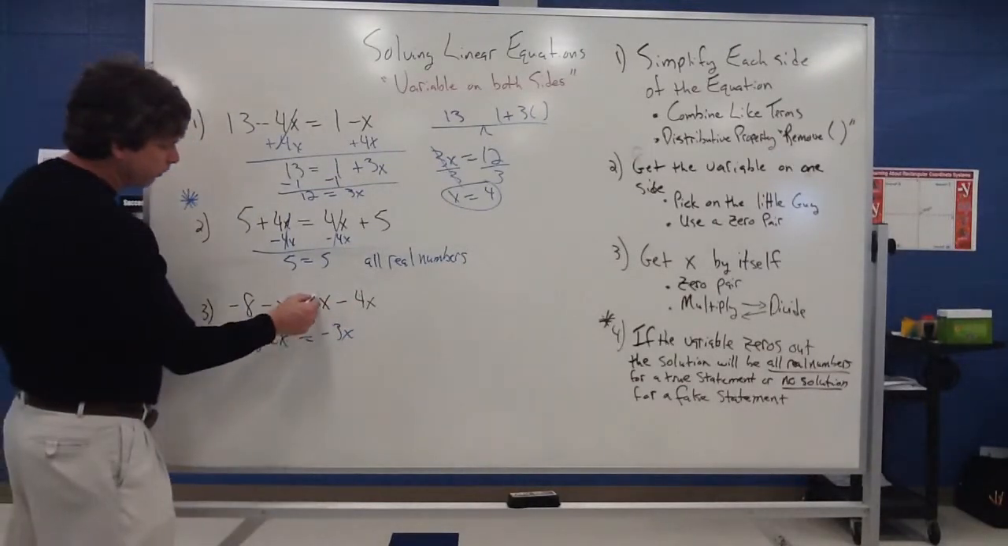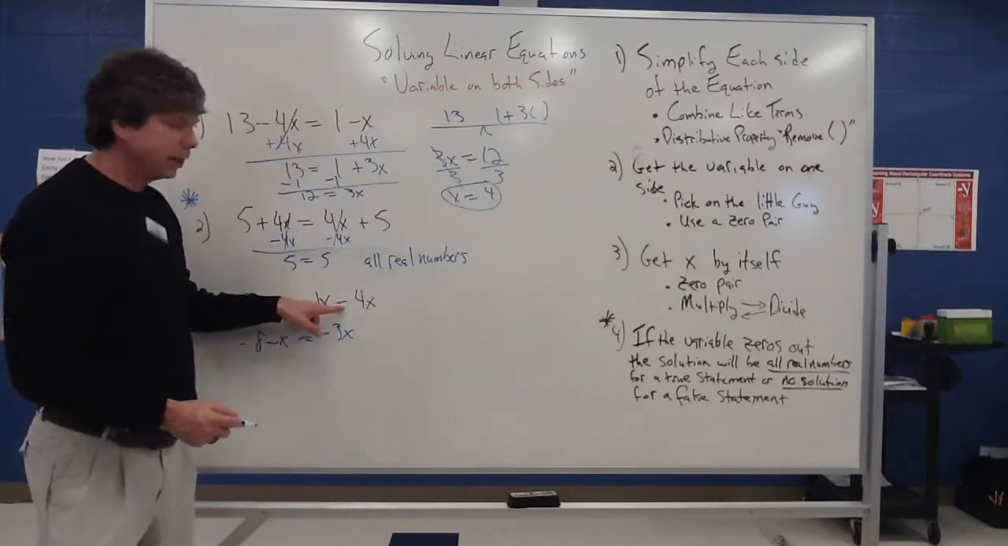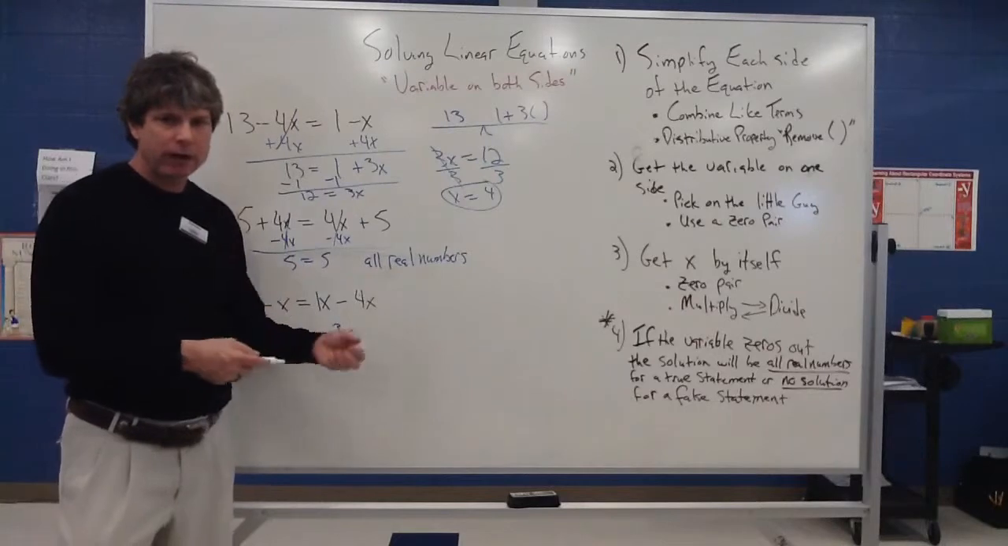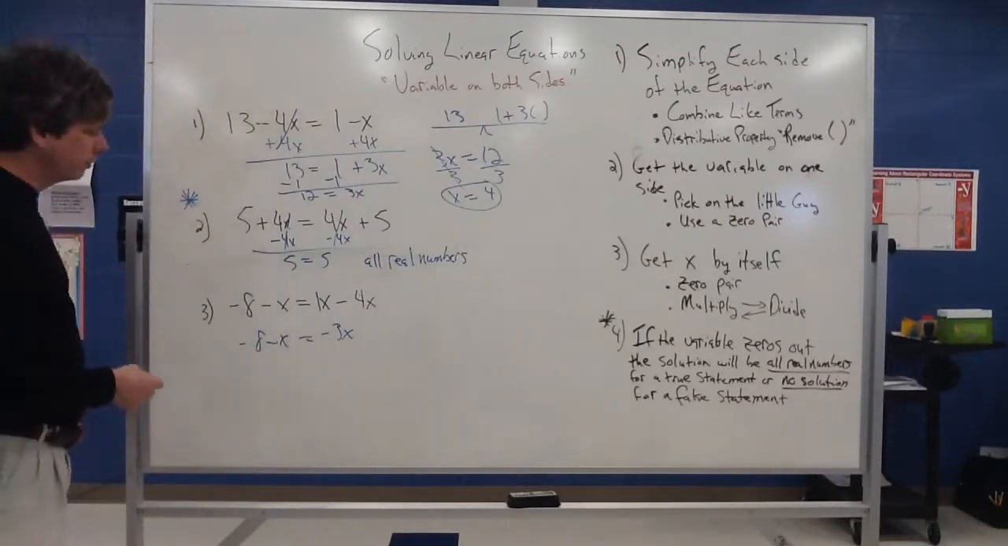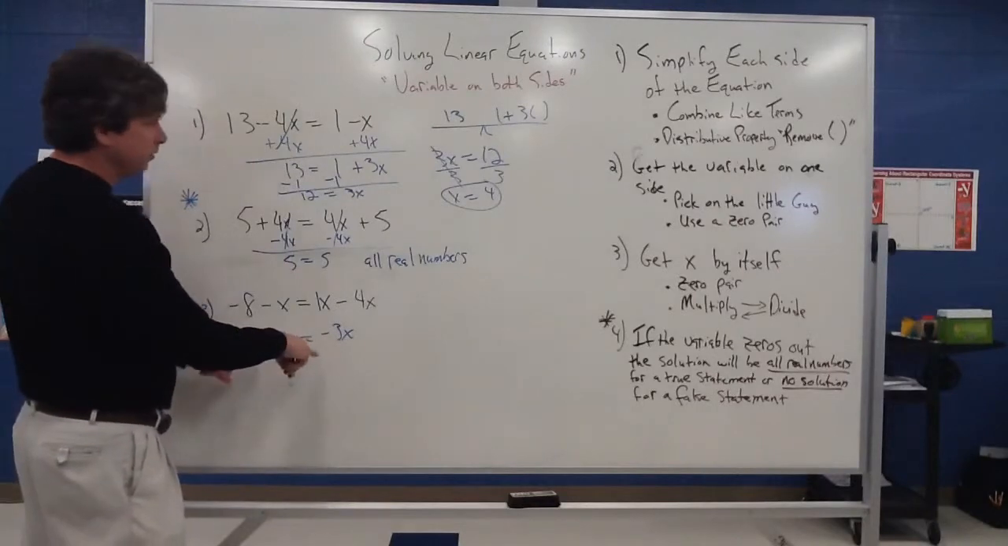Remember, you can also work with the coefficients. Remember, there's like a 1 there. So if you have like terms, a 1 and a negative 4 would give me a negative 3. I have a negative 3x there. So if you want to look at the coefficients, you can do it from that thinking. So now I've simplified each side.